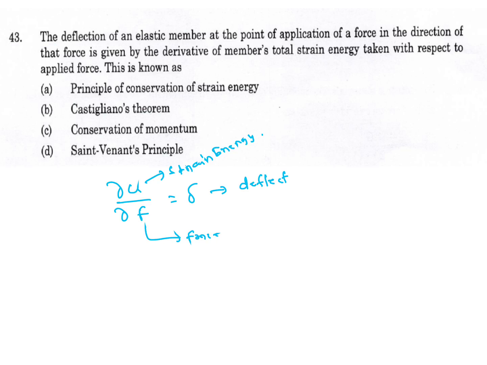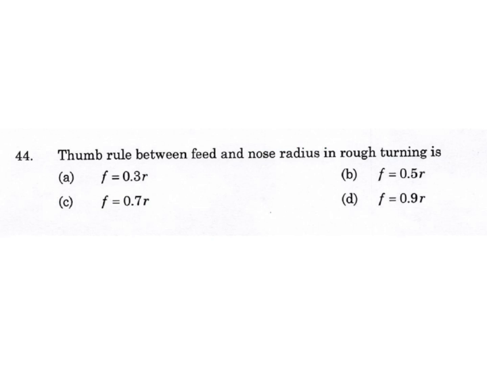So here, the derivative of total strain energy U with respect to applied force F is delta, the deflection. B is your correct answer. Question: the thumb rule between feed and nose radius in rough turning is F equals 0.5 R. B is your correct answer.